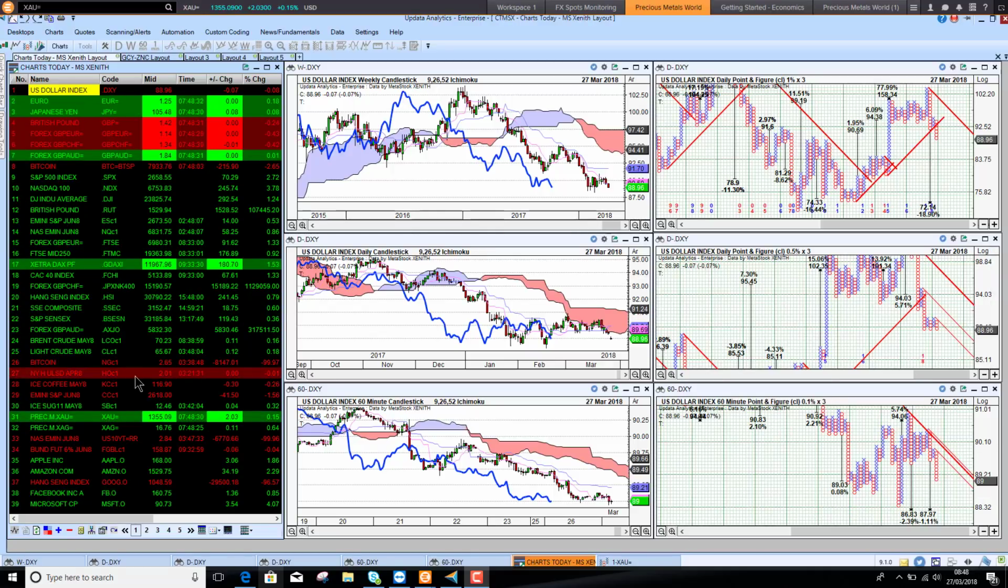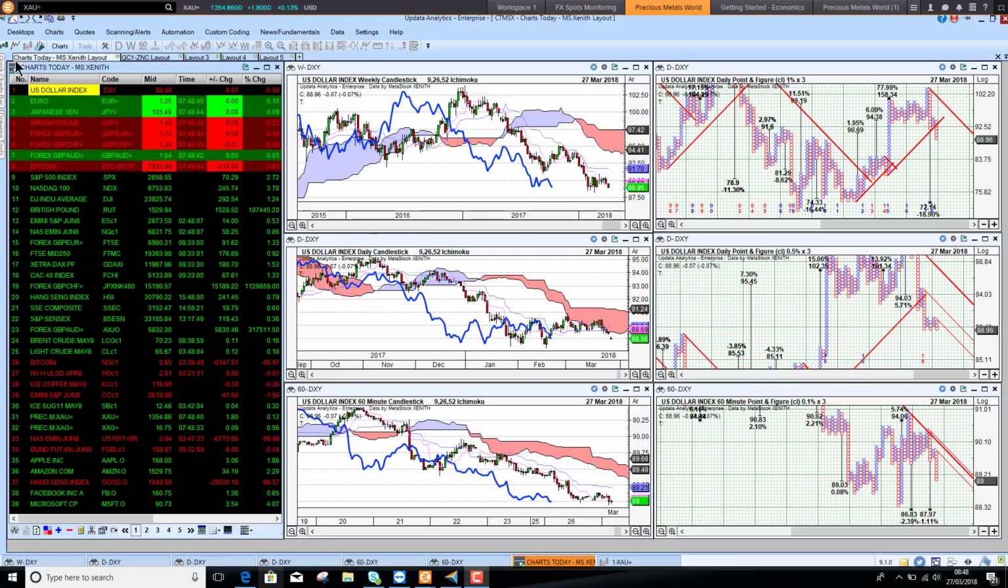All my instruments here are on the Metastock Zenith feed, one of the newest Updata integrations, and this matches the Thomson Reuters icon feed. So if you're using Thomson Reuters or Metastock, the same watch lists are all available in Updata, so you can copy me and review this through the day.